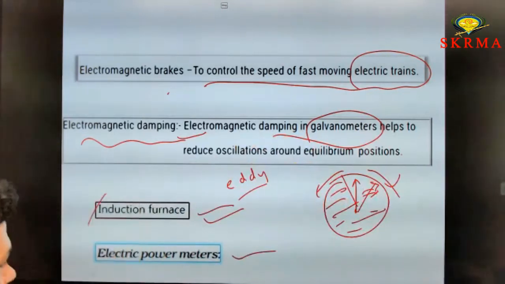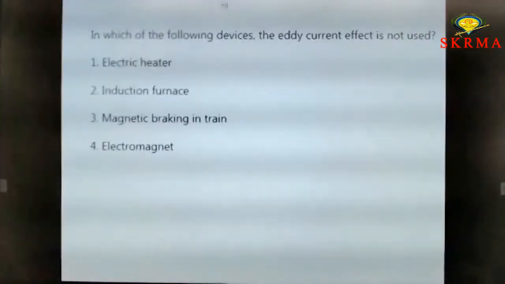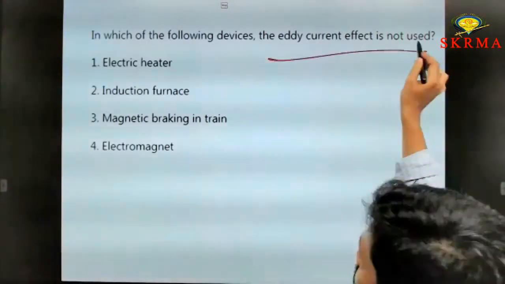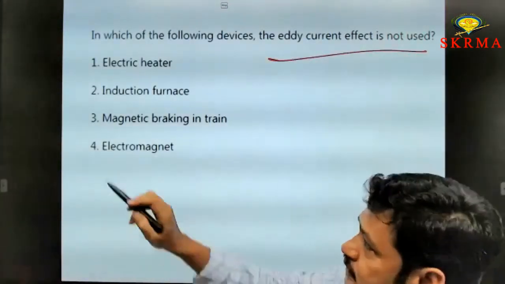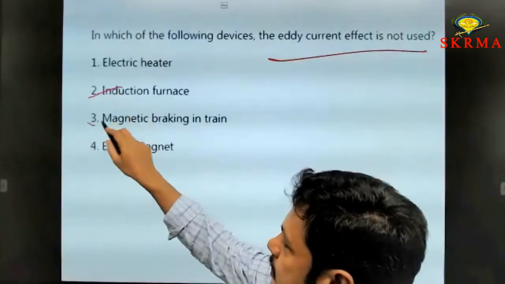That is how questions are asked in NCERT textbooks. In which of the following devices are eddy currents not used? We already discussed that the induction furnace is one of the applications.